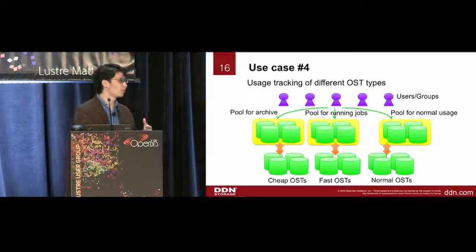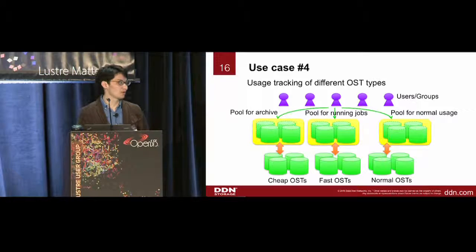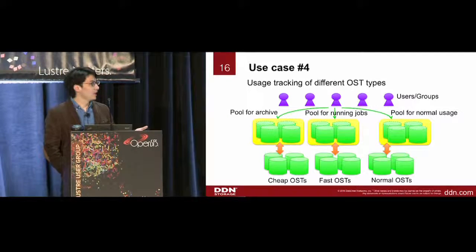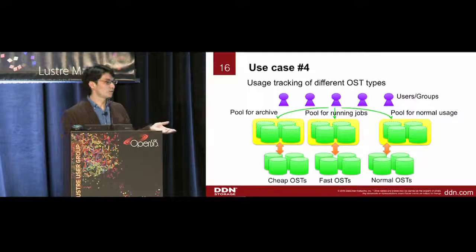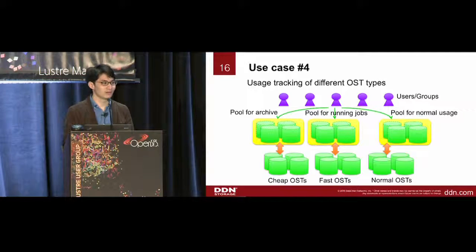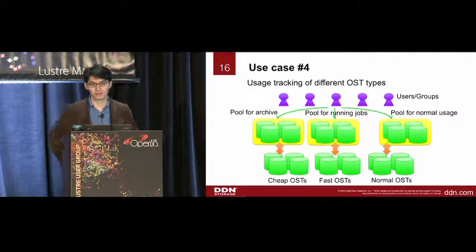For example, the quick OST pools, you might want to use for running jobs because you want the jobs to finish as quickly as possible. And you might want to use the slow OSTs for archive because archive doesn't need too much bandwidth, right? And with Project Quota, you can get the usage of those OST pools. That is very useful for administrators.